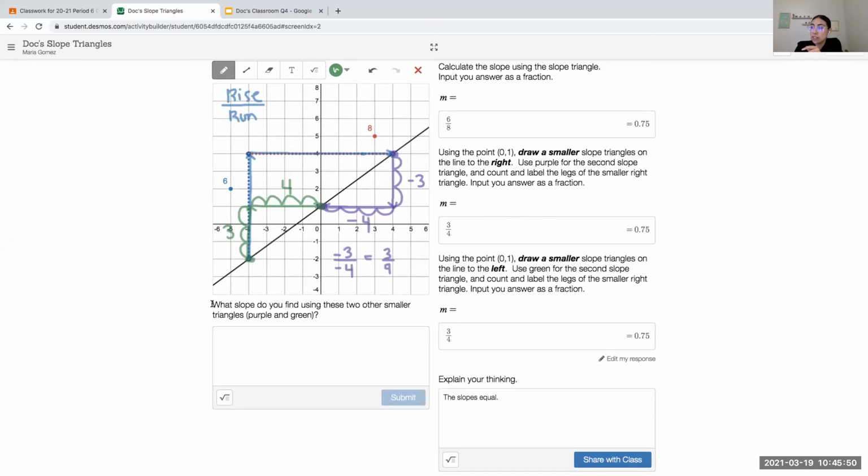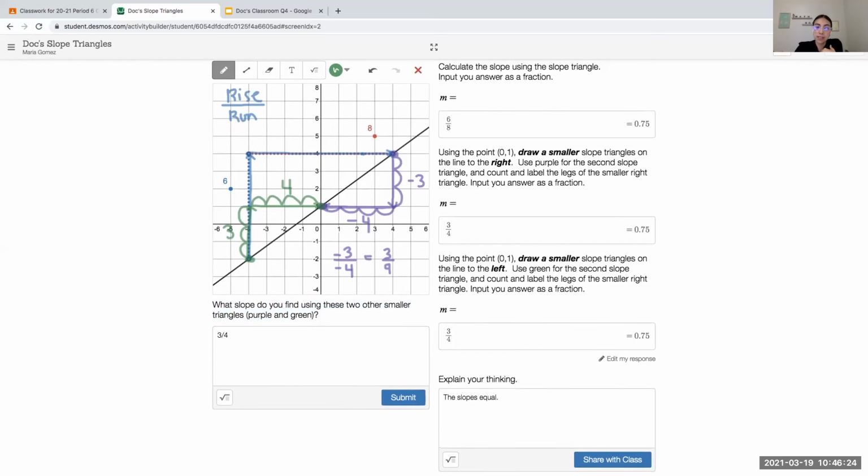All right, so we're moving on to the next question here. What slope do you find using these two other small triangles? So what slope did we find when we had the purple triangle and the green triangle? Not too difficult, just making you make connections here. Very good job on this. Yes, that is just 3/4. That's it. So the slope we find using the two smaller triangles is 3/4. Our rise was 3, our run was 4.